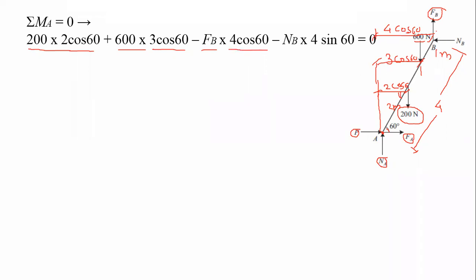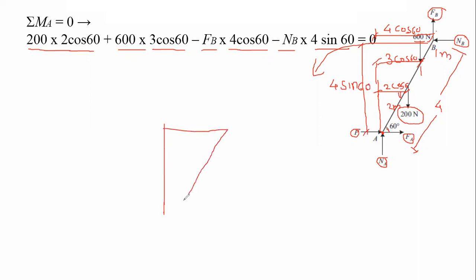And due to the force NB, it makes an anti-clockwise movement again. That's why minus NB. Now here, this 4 cos 60 is the horizontal component, so the perpendicular distance for this NB will be 4 sin 60. It is a simple trigonometrical relation. How have we found it out?